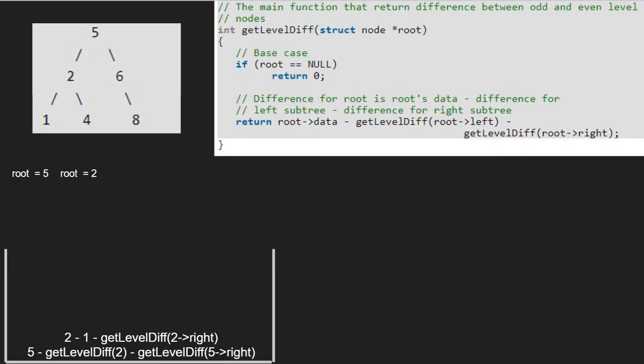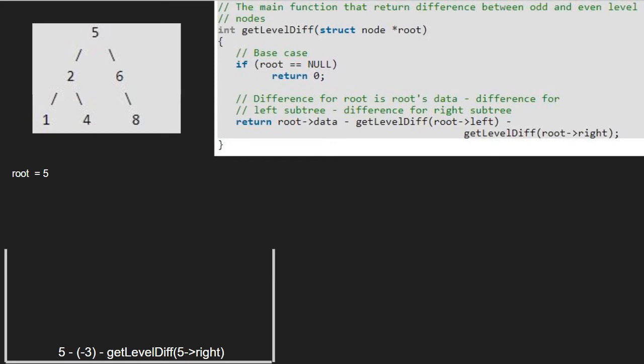Hence, root will now point to 4. As 4 is not null, we call for the left child of 4, which is null. Hence, root will point to null. As root is pointing to null, we return 0. Next, we pass the right child of 4, which is also null. So, root will again point to null. As root is pointing to null, we return 0 and finally return 4 minus 0 minus 0 to getLevelDiff 2's right. We return 2 minus 1 minus 4 to getLevelDiff 2 and finish execution for node 2.